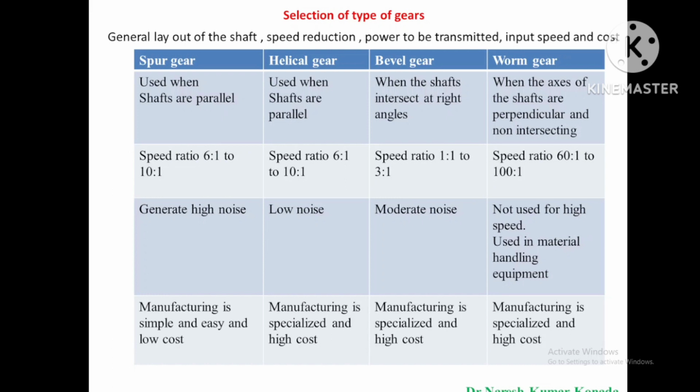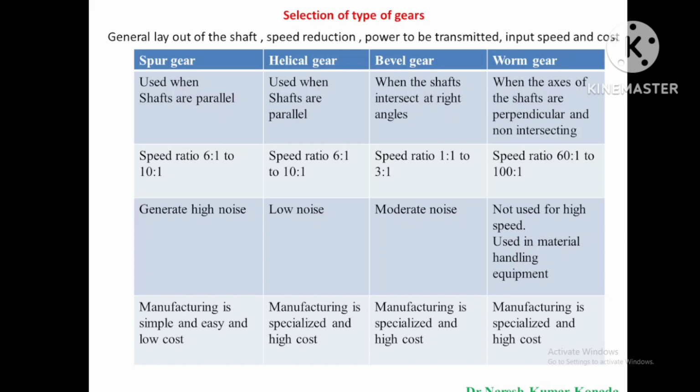Suppose if you want to achieve a high speed reduction ratio, then we need to go for the worm gear drive. We are achieving here 60:1 to 100:1, and in some cases we can achieve up to 200:1. In the case of spur gears, the speed reduction is 6:1 to 10:1. And here spur gears will generate higher noise. If you require lower noise, then we need to select helical gear, and for moderate noise, bevel gear. And worm gear drives are not used generally for transmitting higher power. If you want to transmit lower power, then generally we will select worm gear drive.